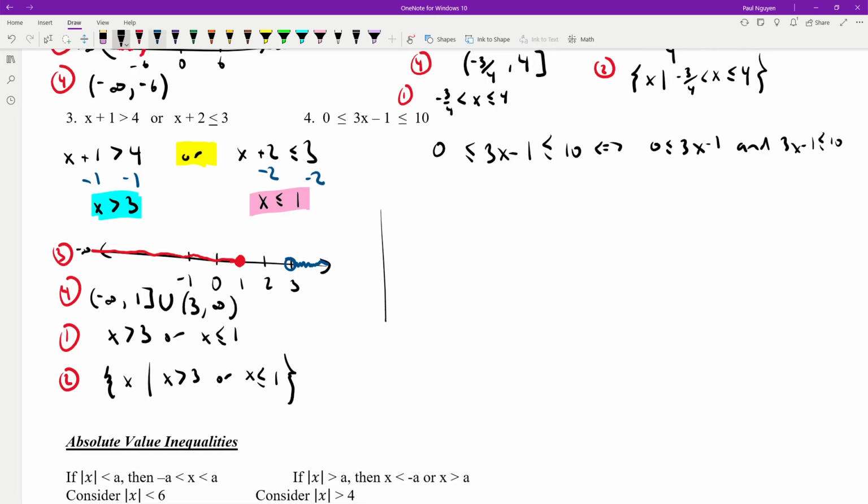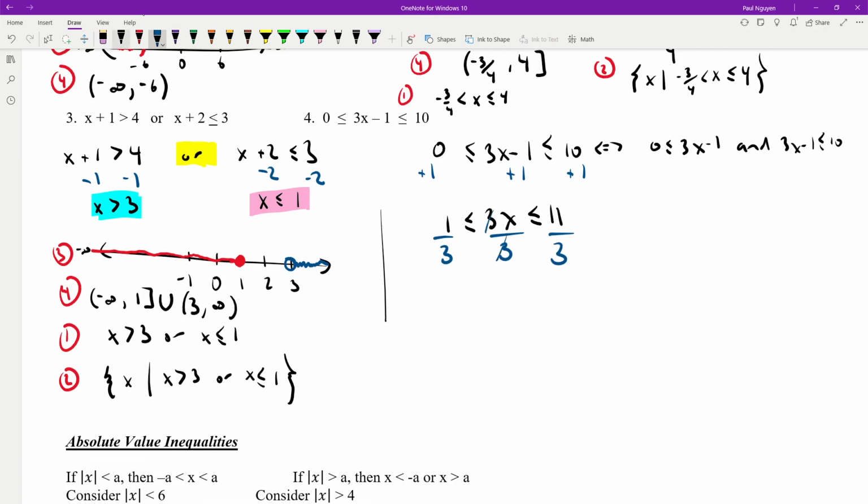Whatever I do to any part, I have to do to the other parts. So if I add 1 to get rid of this 1 so I can get x by itself in the middle, I need to add 1 to all three parts. This gives me 1 is less than or equal to 3x is less than or equal to 11. Then I want to divide this by a 3 to get rid of that 3 out in front. Whatever I do to one part, I have to do to all three parts.